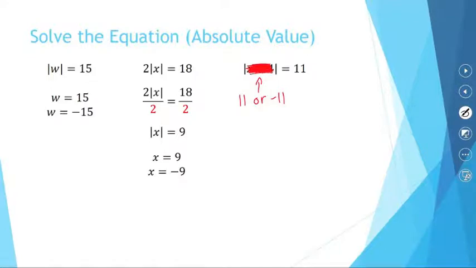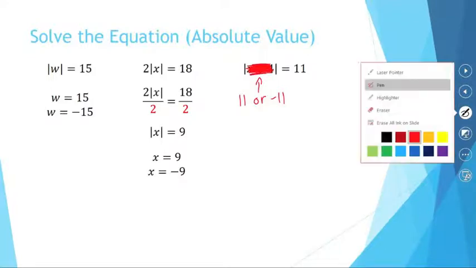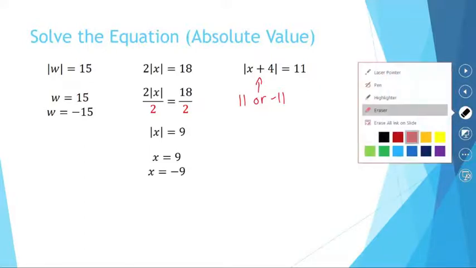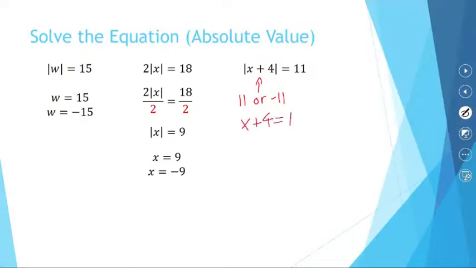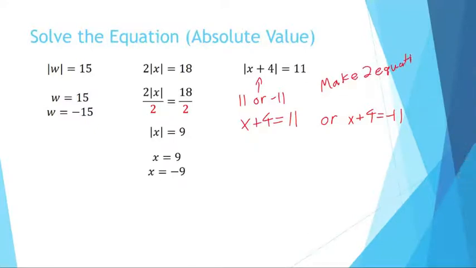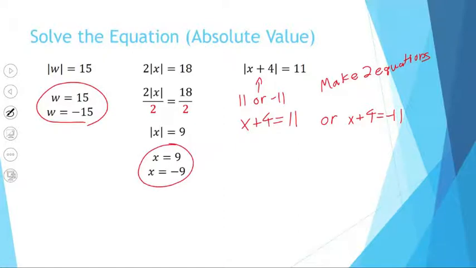Well, if what's in here must be 11 or negative 11, then what I'm saying is that x plus 4 must be 11 or x plus 4 is negative 11. So there are two equations here, and this is what most people forget with these absolute value problems, is to make two equations. Sometimes they just try to solve it like it's one equation, but you have to make two, because each of these will create a solution. See, both these were two solutions here. Well, there's going to be two solutions to this one as well, and this is where they come from. They come from each of these separate equations.